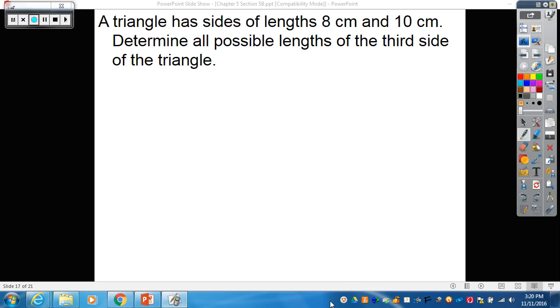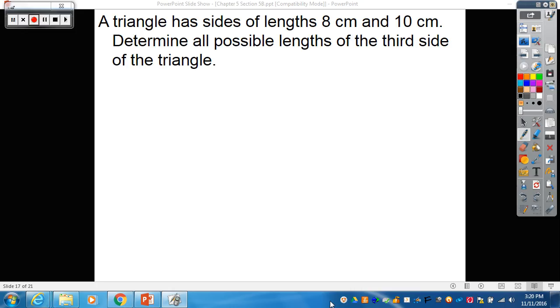Now what's key in this problem is understanding one thing. When we look at the previous theorem, the sum of the two smaller sides must be greater than the longest. The key was knowing which one was the longest. As I look at the two side lengths I'm already given, the question becomes: is 10 the longest or not? And the answer is we don't know.